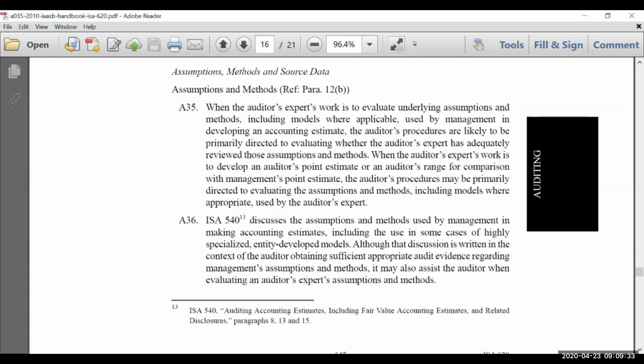The assumptions they use need to be close to reality. It should not be a book theory. So essentially, you may want to scrutinize what assumptions the expert has used along the way. What assumptions has the expert I've hired used, and are those assumptions as close to reality as possible?